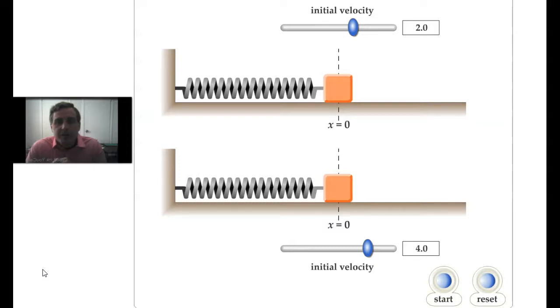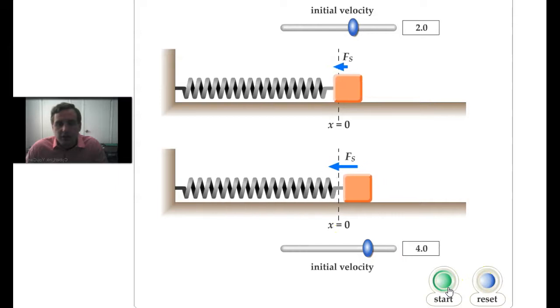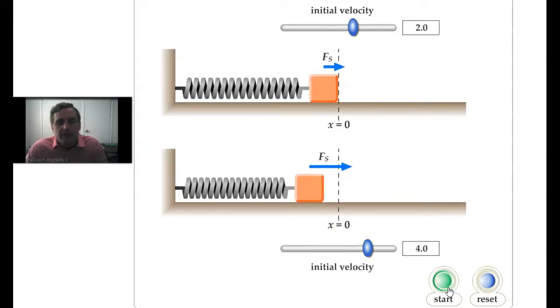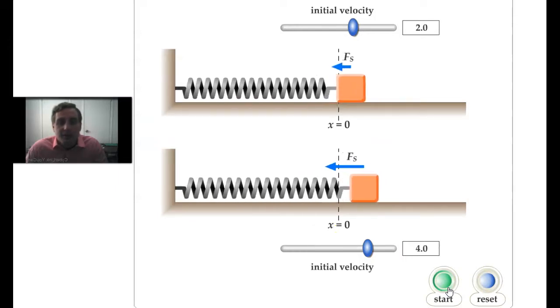Again, a comparison of two equal size masses, two identical springs, but this mass having 2 meters per second for its initial velocity, this mass having 4 meters per second. Do you think they're going to have any difference in their frequencies or their period? I hope you say no. But again, the second mass should have a larger kinetic energy because it has a larger initial velocity. So it doesn't look too different from when we compared the masses before.